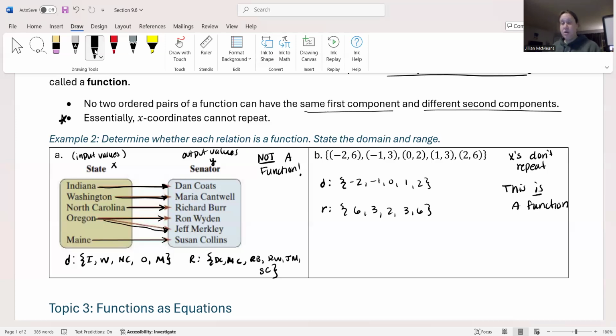Now, when it comes to the range, don't worry about the range repeating. That's fine. You can have multiple x values correspond to the same y value. You just can't have one x value correspond to multiple y values. Otherwise, it's a relation, but it is not a function. So remember, the criteria to be a function is each input corresponds to only one output, meaning x's cannot repeat. Y's can repeat, that's fine. X's cannot.